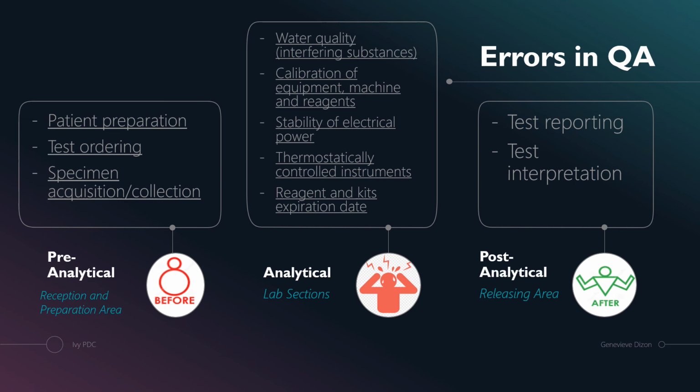Next example would be the reagent and kit's expiration date. Of course, we all know that we can't use materials that are beyond the expiration date. So, in general, analytical errors happens inside the laboratory sections themselves. Next one would be the post-analytical.